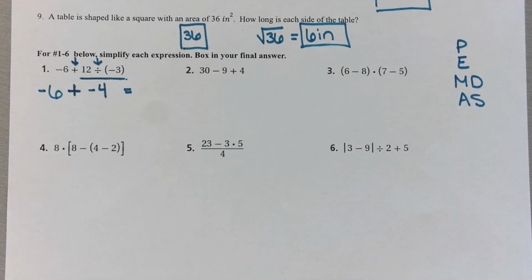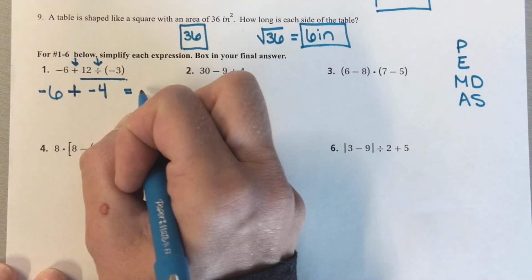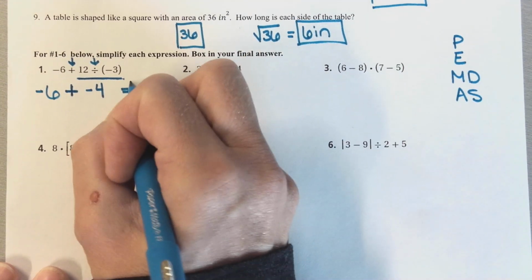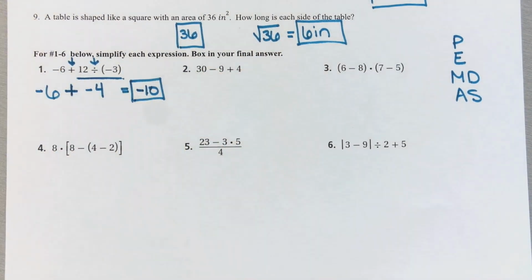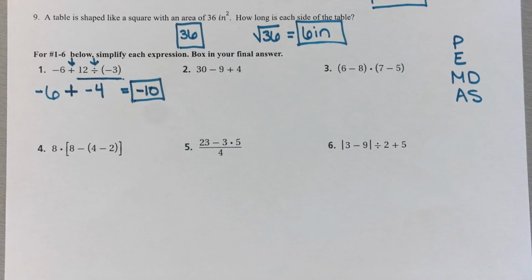Alright, if I have negative $6, somebody came and borrowed $6 from me, and then they came back and borrowed 4 more, how much am I in the hole? Yeah, 10. So they owe me $10. And again, I like to box in my final answer so I know that, okay, this is what I want to look at. Alright, the next one has addition and subtraction.